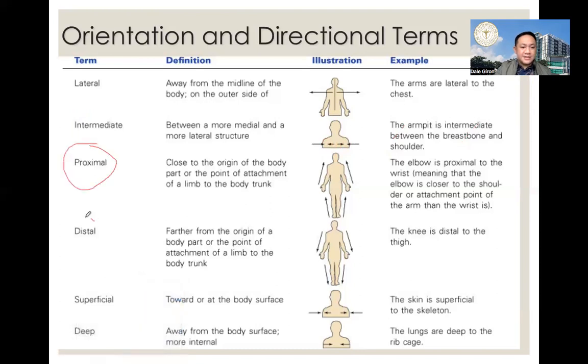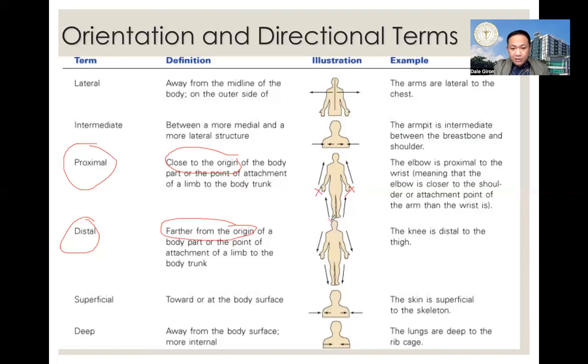Proximal and distal. Okay? When you say proximal and distal, proximal, it is close to the origin of the body part or a point of attachment of a limb to the body trunk. So, ibig sabihin ng proximal, close to the origin. Okay? When you say distal, they are farther from the origin of a body part. So, let's give you an example. In Tagalog, proximal yung mas malapit, distal yung palayo. Okay? Look at this picture or illustration. The proximal is, for example, your hands are here. These are your distal part.